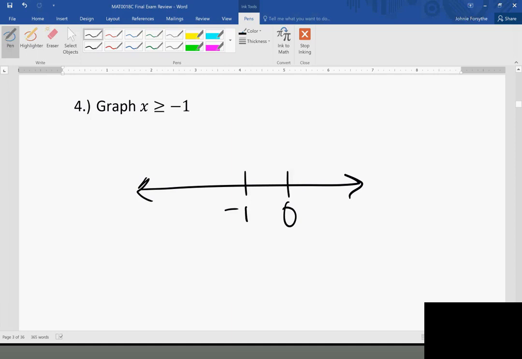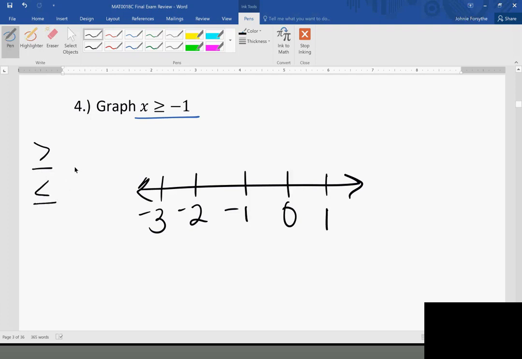All values greater than a number are going to be to the right of it on a number line, and then all the values less than it on the number line are going to be to the left of it. So this is kind of how we can write out our number line. So to graph x is greater than or equal to -1, well, first off, let's remember our symbols. So we have greater than or equal to, and then less than or equal to.